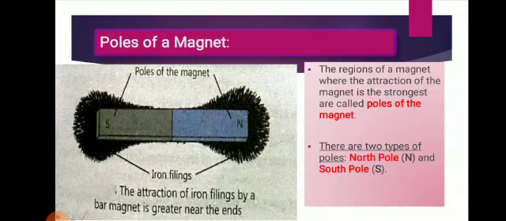Okay. We can say that the regions of the magnet where the attraction of the magnet is strongest are called poles of the magnet. One pole of the magnet is called the north pole, denoted by capital N, and the other pole of the magnet is the south pole, denoted by capital S. Okay. So every magnet, whether big or small, has a north pole and a south pole. It is impossible to have a magnet having only one pole.